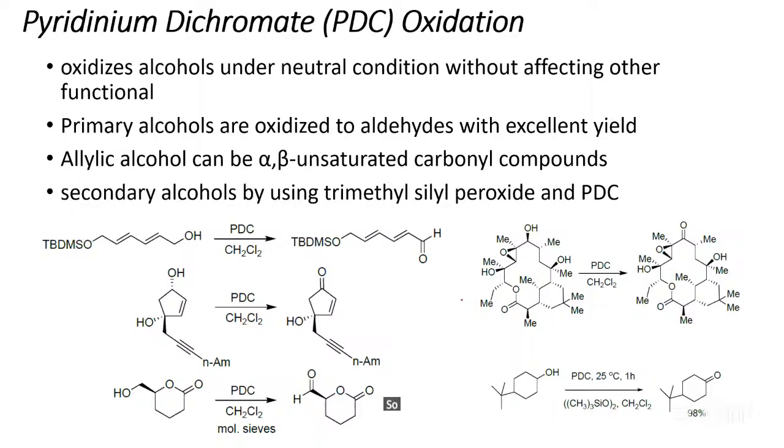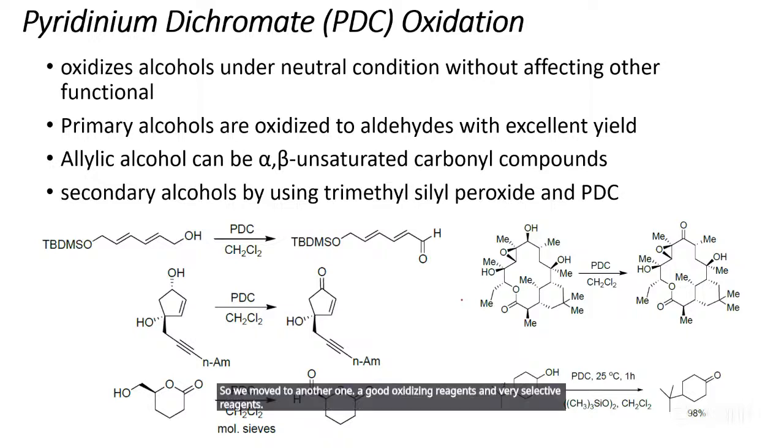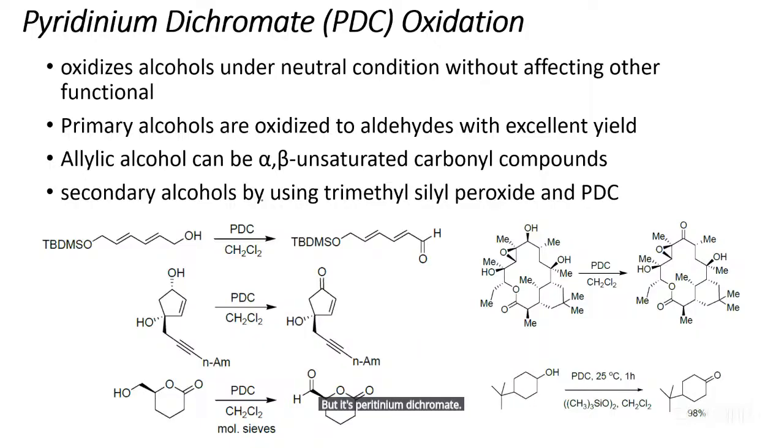So we move to another one, a good oxidizing and very selective reagent, that is pyridinium dichromate, known shortly as PDC. This PDC oxidizes in the presence of neutral conditions. Secondly, excellent yield is observed in converting primary alcohol. In the first example, if you look, this is the primary alcohol. This primary alcohol is oxidized to an aldehyde.